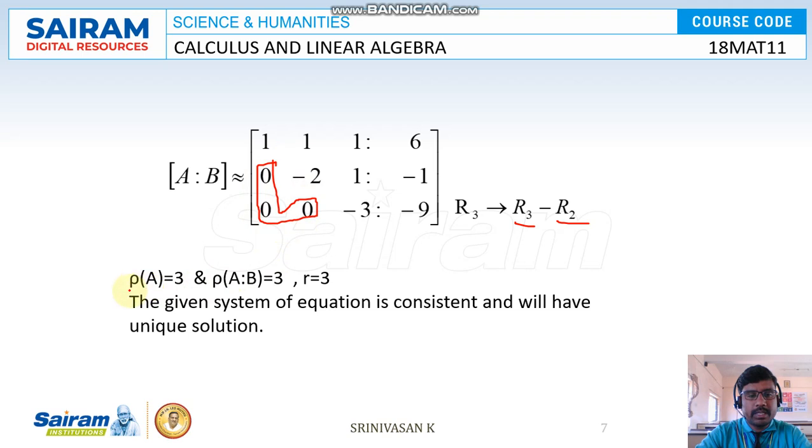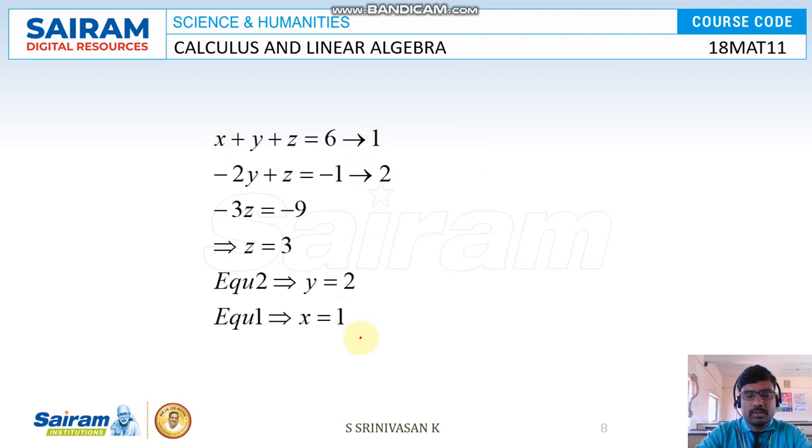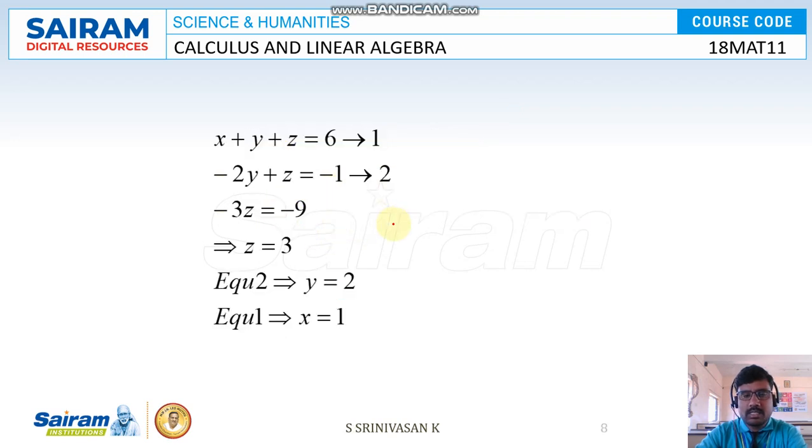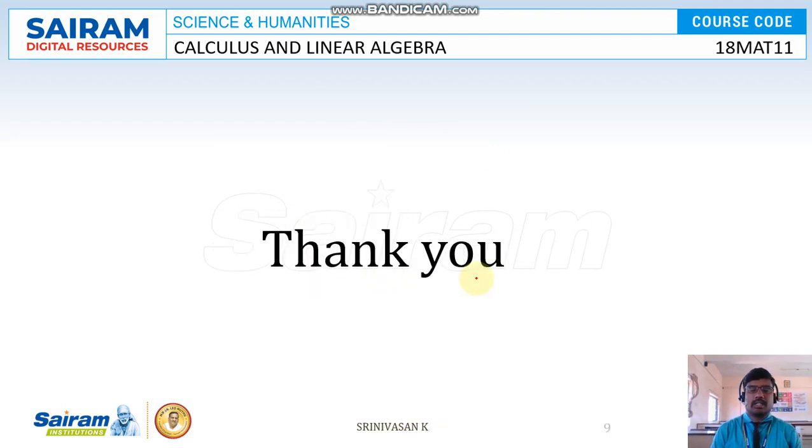Now check the rank of the matrix only for A. Don't consider this one, only A. So the rank of A is 3, and the number of non-zero rows is also 3, and the equation is consistent with a unique solution, since n is also 3. So we compare the equations: x plus y plus z equals 6, minus 2y plus z equals minus 1, and minus 3z equals minus 9. By solving these equations we get the x, y, z values. So I hope you all understand this concept.